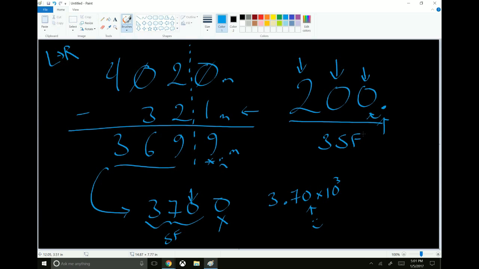So that is addition and subtraction. You just work your way from left to right until one of your numbers runs out of significant figures, and that is where the cutoff is going to be for the significant figures in your answer.